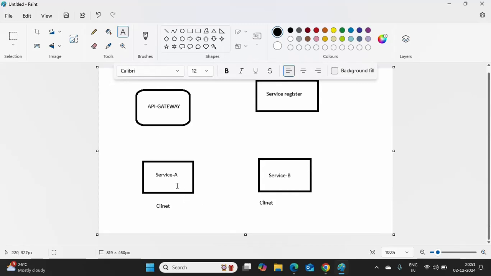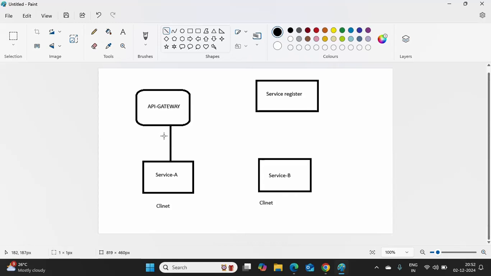But in this case, the client applications won't worry about the other services' information. That means service A won't think about the other services' information. So what does service A simply do? Whenever service A wants to interact with service B, service A simply forwards the request to the gateway. Service A wants to interact with service B, so it will forward the request to the gateway.